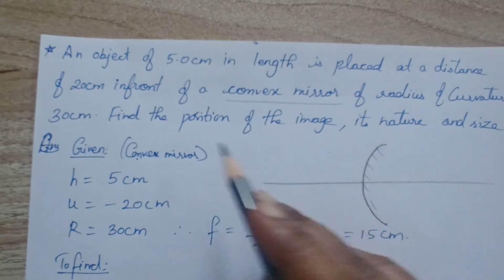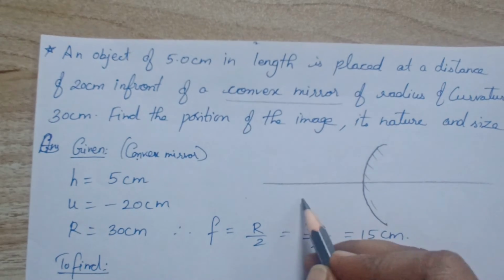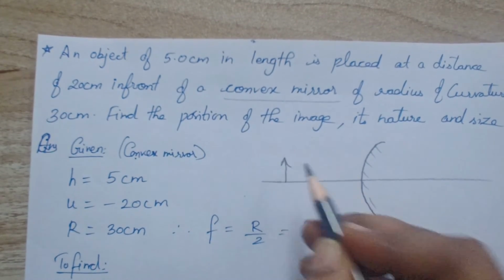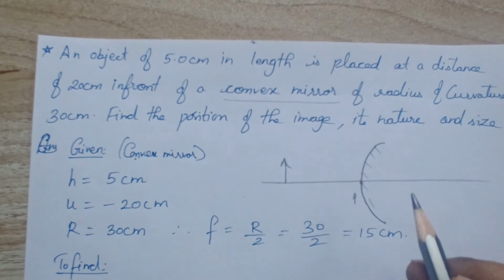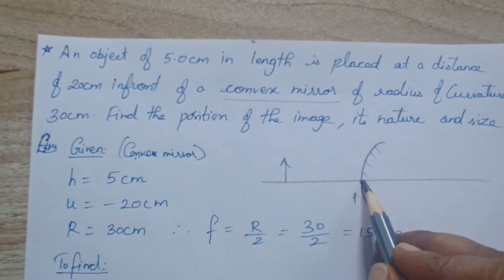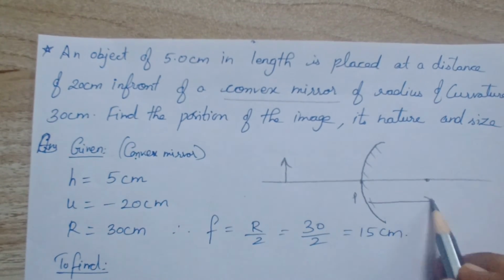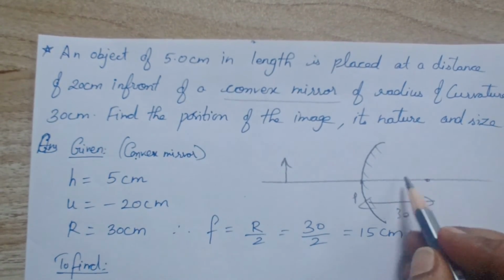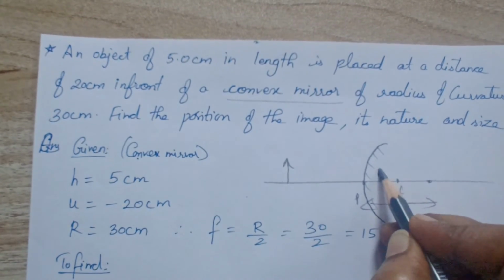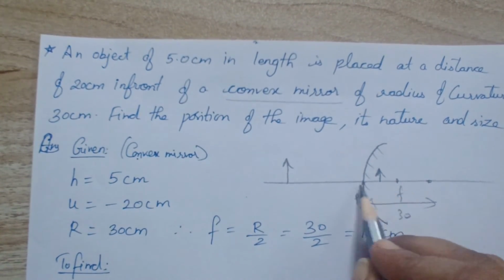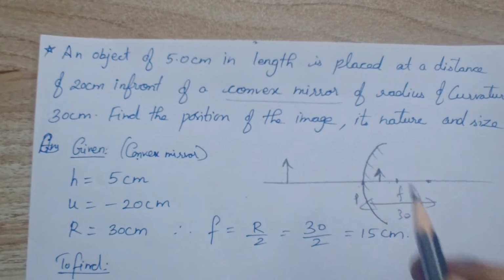An object 5 centimeter in length is placed at a distance of, for example, 20 centimeter in front of the convex mirror. The object is placed somewhere between infinity and the pole. The radius of curvature is 30 centimeter, so your f will be here. Definitely you will get the image in between pole and f, and the size of the image will also be diminished, smaller in size.